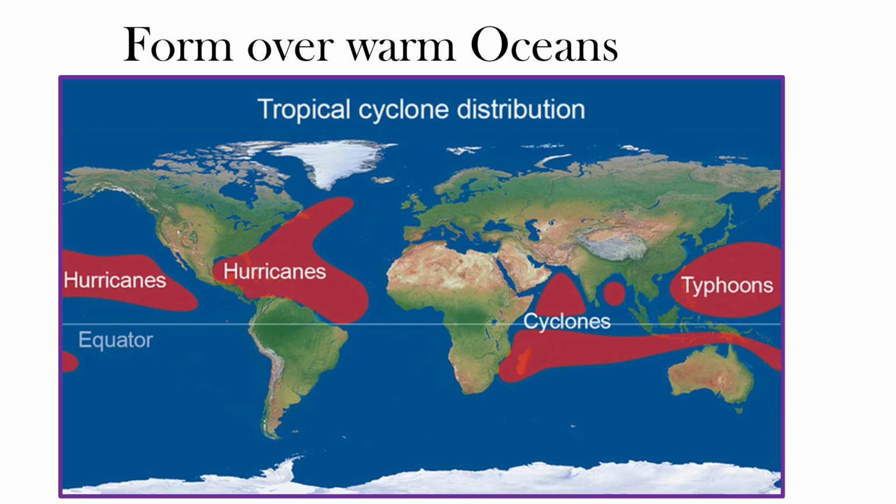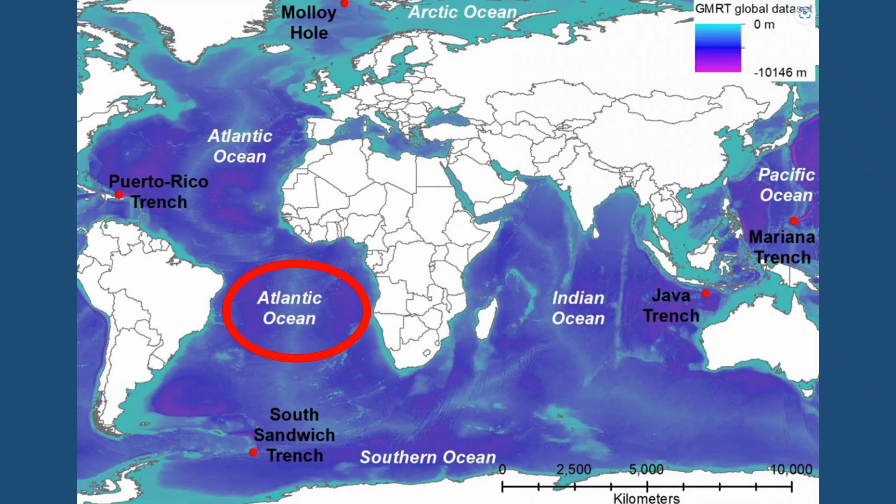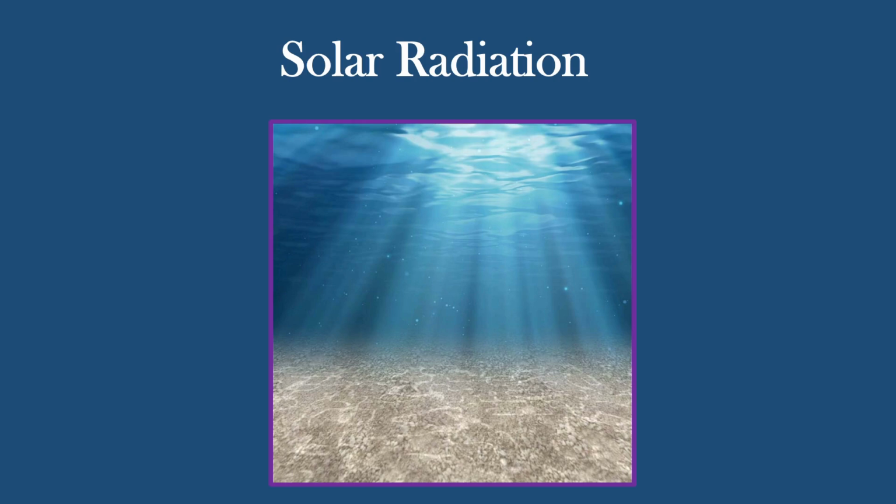These cyclones form over warm oceans between 5 degrees to 20 degrees north and south. They are rare to occur in the southern Atlantic Ocean. This is because the water in the ocean is not warm enough. The Pacific Ocean generates the greatest number of tropical cyclones, followed by the Indian Ocean, and the Atlantic Ocean is ranked third. Tropical cyclones are warm season phenomena.